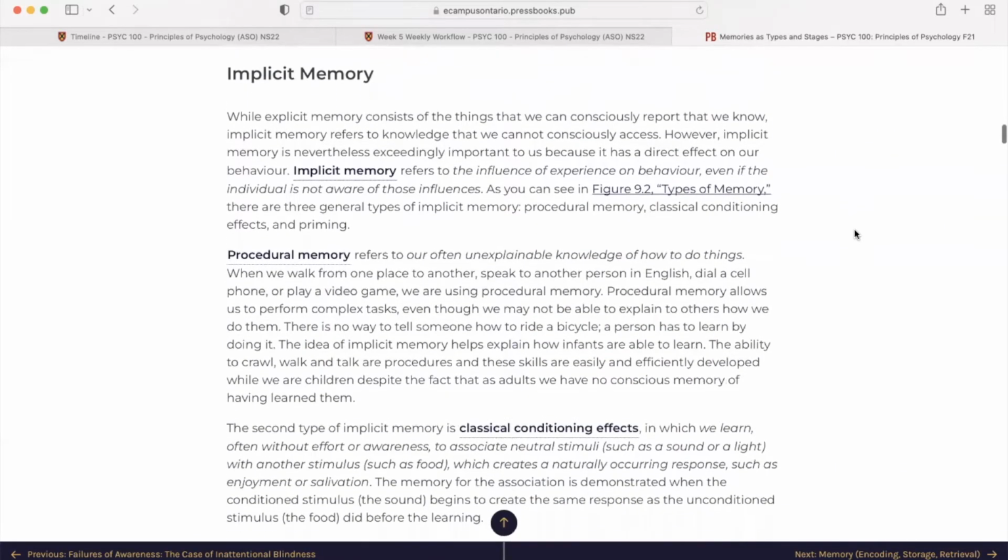While explicit memory consists of things that we can consciously report that we know, implicit memory refers to knowledge that we cannot consciously access. However, implicit memory is nevertheless exceedingly important to us because it has a direct effect on our behavior. Implicit memory refers to the influence of experience on our behavior, even if the individual is not aware of those influences. And they refer back again to the figure in 9.2 that there are three general types of implicit memory: procedural memory, classical conditioning effects, and priming.